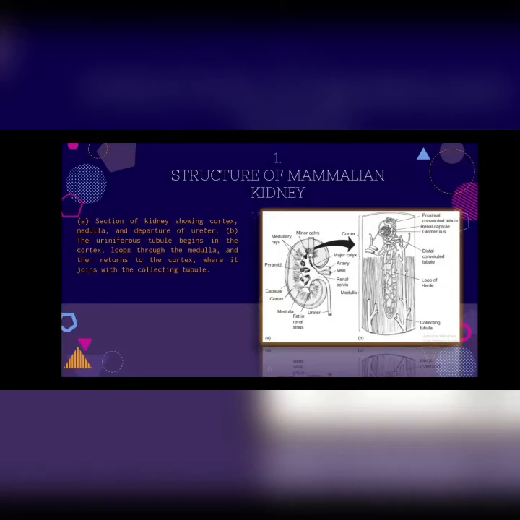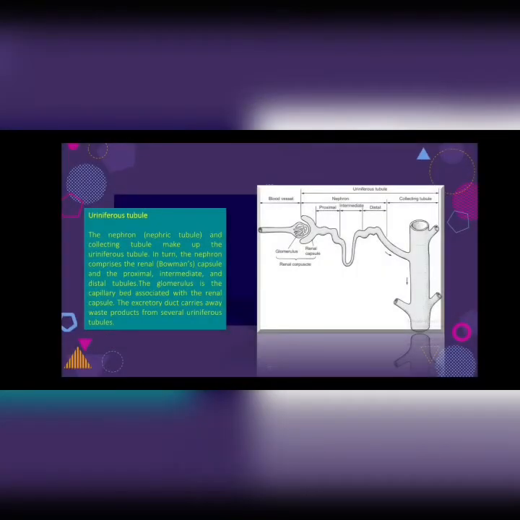First, figure A is the section of the kidney showing the cortex, medulla, and the aperture of the ureter. And B is the uriniferous tubule, which begins in the cortex, loops through the medulla, and then returns to the cortex where it joins with the collecting tubule. And the figure is about the uriniferous tubule.